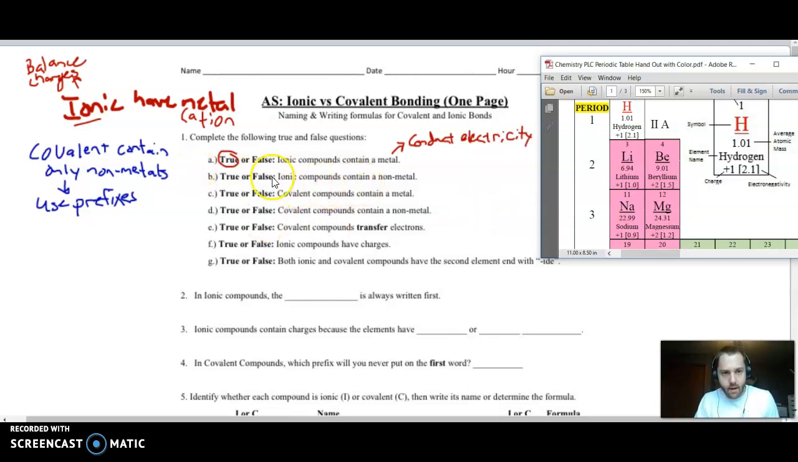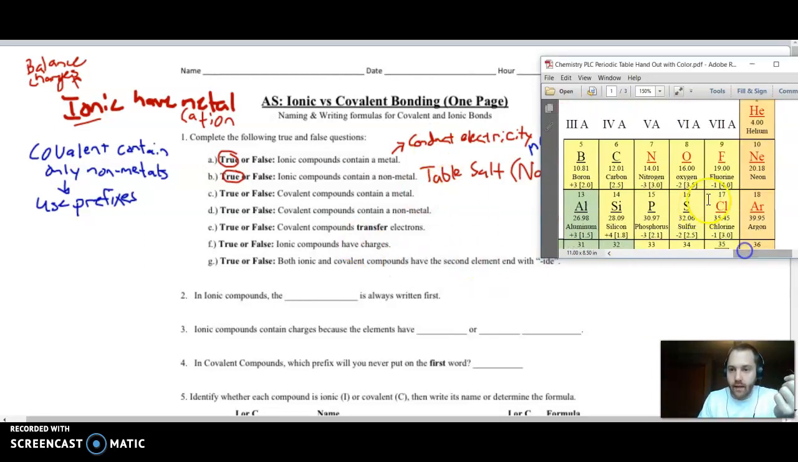Ionic compounds contain a nonmetal. Actually, that one is true. This was meant to be a trick question, but while they do contain a metal, they also contain a nonmetal. A simple example would be your table salt. Your table salt, just remember, is NaCl, sodium chloride. So it contains a metal, sodium, and a nonmetal, chlorine. So it does contain a metal and a nonmetal.